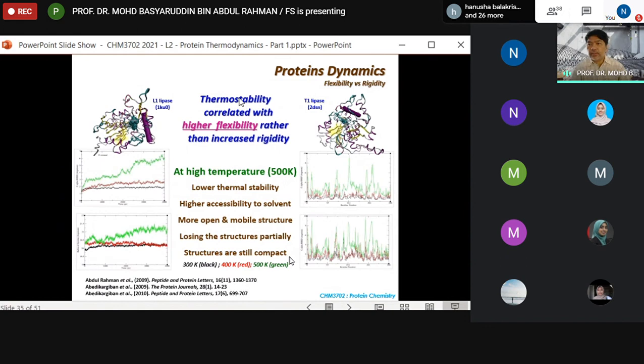So at the end, the conclusion: thermostability correlates with higher flexibility rather than increased rigidity. We can see that the flexibility, particularly in the outer region, is actually higher compared to rigidity, because the protein still tries to conserve its structure.